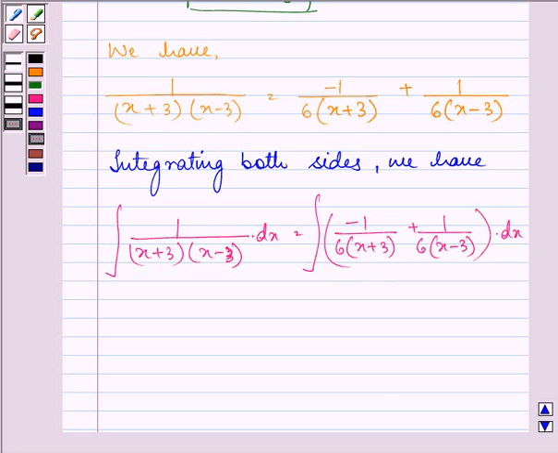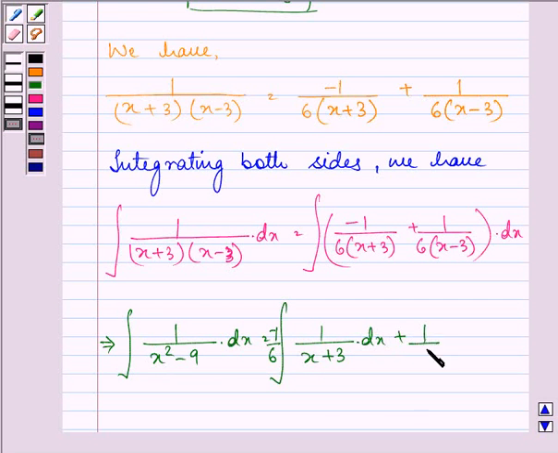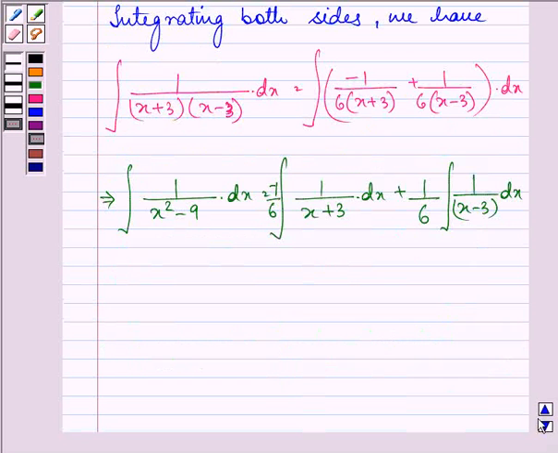Now, taking integration sign separately with both the terms, we get, now we can write this function as 1 upon x square minus 9 into dx is equal to minus 1 over 6 integral 1 upon x plus 3 into dx plus 1 over 6 integral of 1 upon x minus 3 dx, that is equal to minus 1 upon 6 log mod of x plus 3 plus 1 over 6 log mod of x minus 3 plus c.